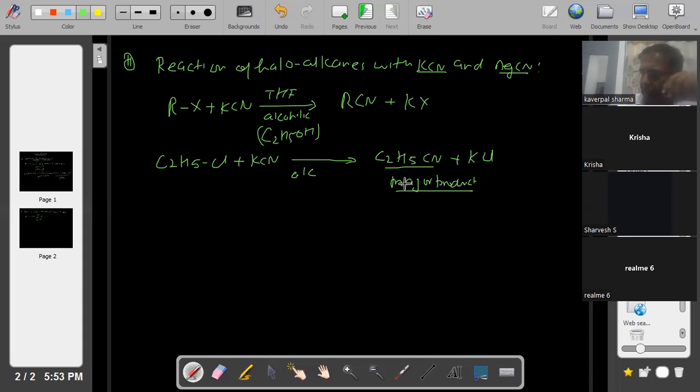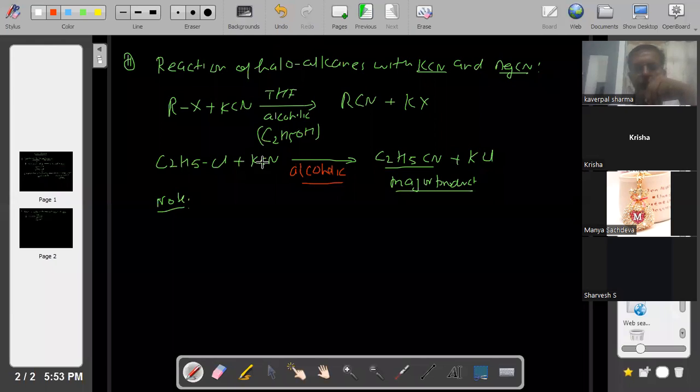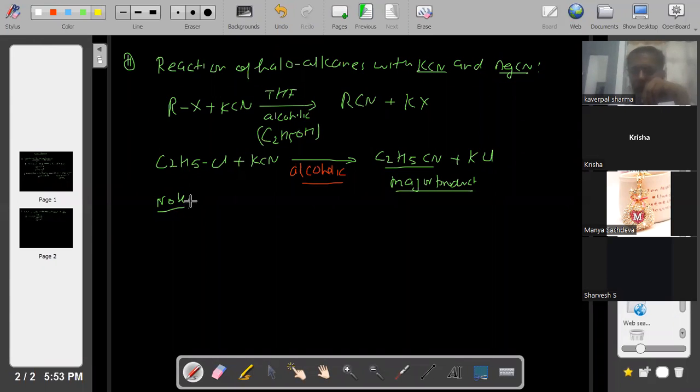Okay. Now next, this is a very useful reaction. What is written below the arrow? Alcoholic, ALC. This is the ALC, alcoholic.